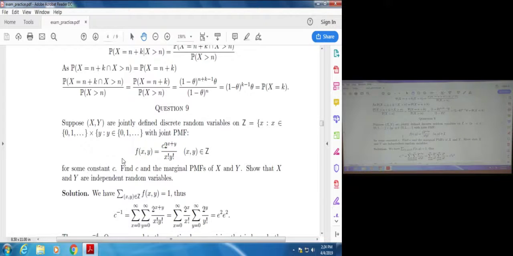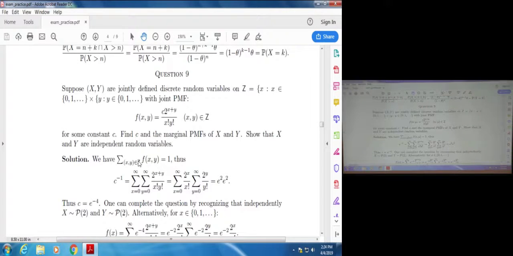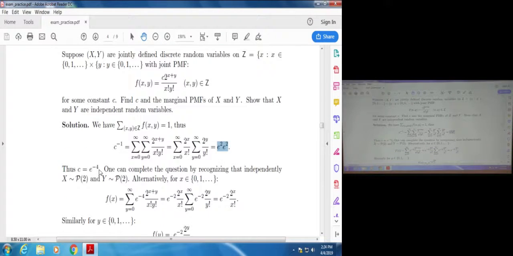Okay, so we want to find the c and the marginal PMFs of x and y and show that x and y are independent random variables. So we must have that the sum over all x, y of f of xy is equal to 1. So that means that c to the minus 1 is the sum over all of xy's. Now the nice thing about this function, this double sum looks horrible, but it just factorizes into a product of two sums. And these two sums are identical. This thing is the exponential power series for e to the power 2. So c to the minus 1 is equal to e to the 4, i.e. c is equal to e to the minus 4.